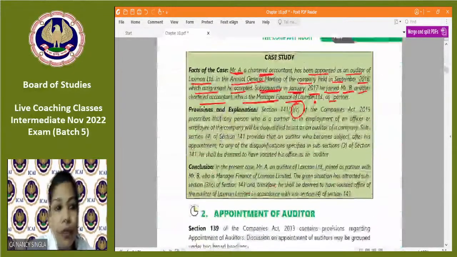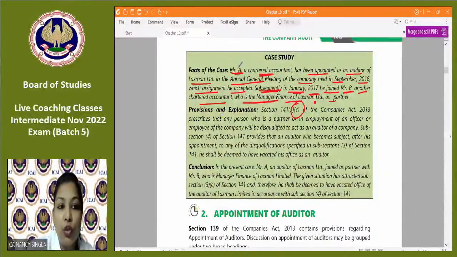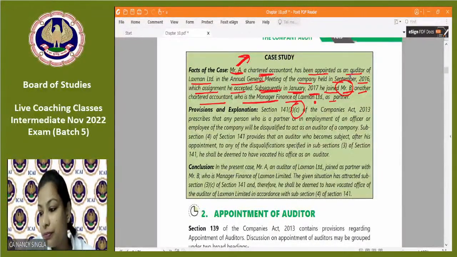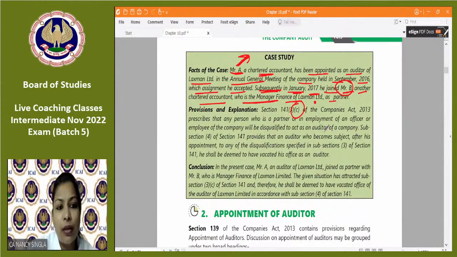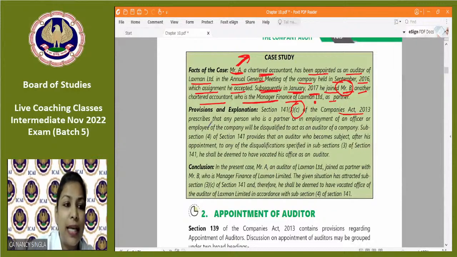Who all were the persons here? Mr. A is a chartered accountant. So Mr. A, we have to look at his appointment. He is a partner of an employee of the company. Karthik, just check your answer. How did 144 come here? 141 subsection 3 clause C of the Companies Act prescribes that any person who is a partner or who is in the employment of an officer or employee of the company.